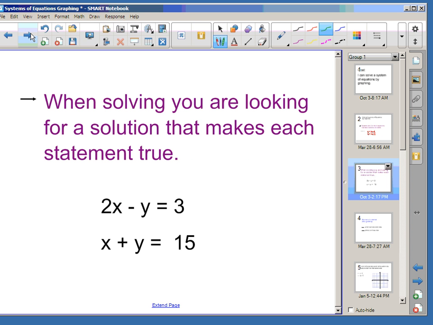So when solving a system, you're looking for a solution that makes each statement true. You're looking for a point in x and y coordinate, whatever that may be, that works in both of them at the same time. And I know that sounds a little weird. How can that happen?